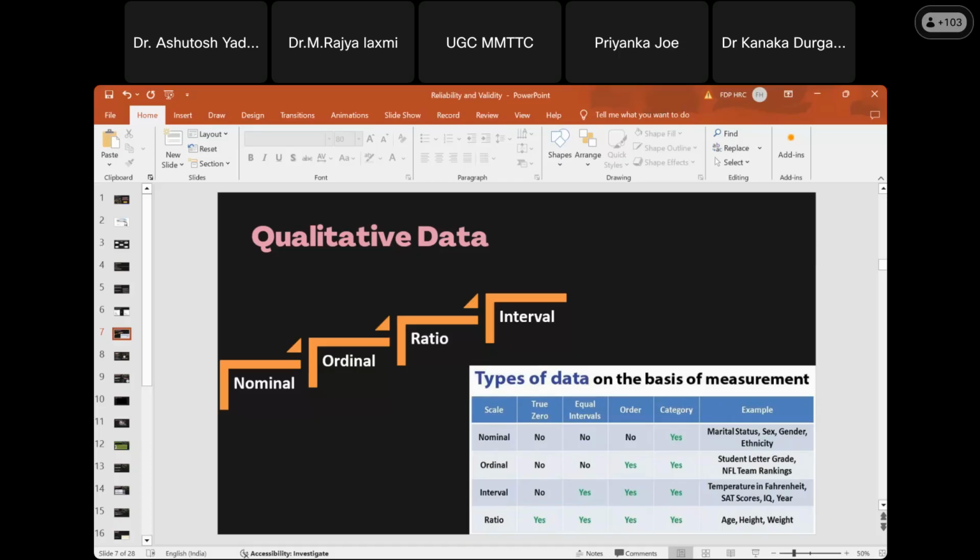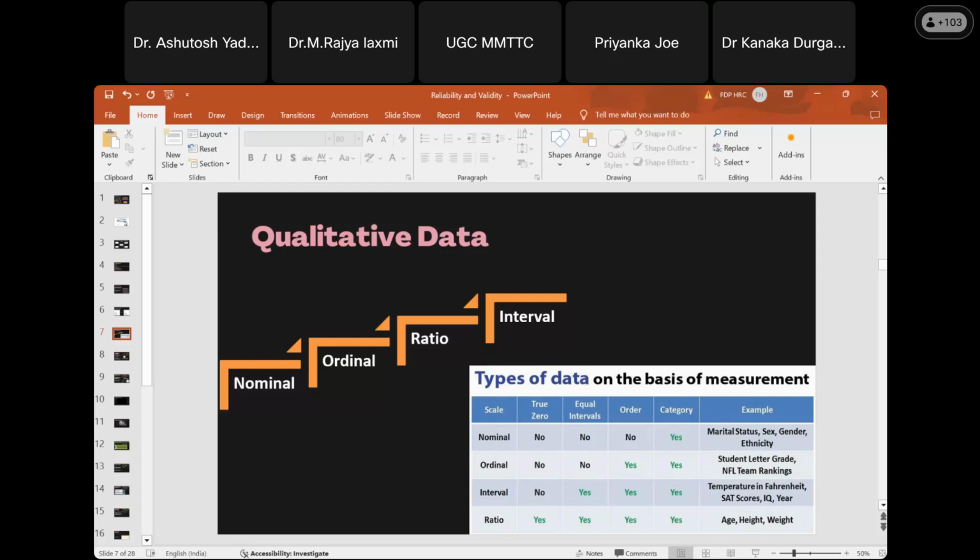For example, temperature, which is measured in degrees Celsius or degree Fahrenheit. Okay, so we also have 0 degree Celsius temperature, but that does not imply that there is no atmosphere at all at 0 degree, right? So it's an arbitrary zero.